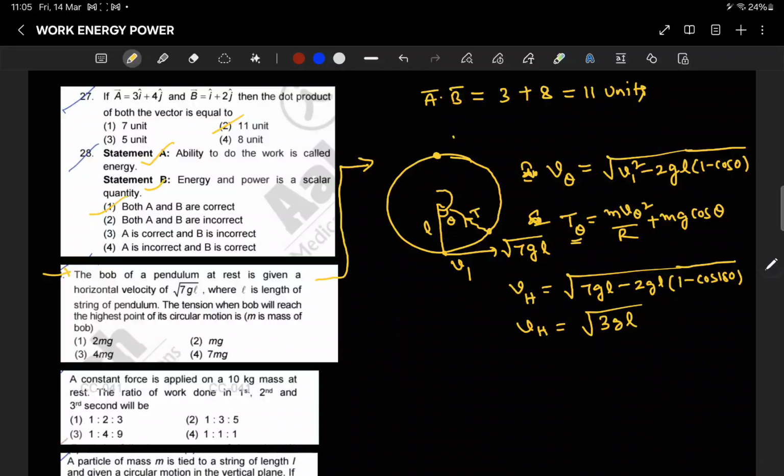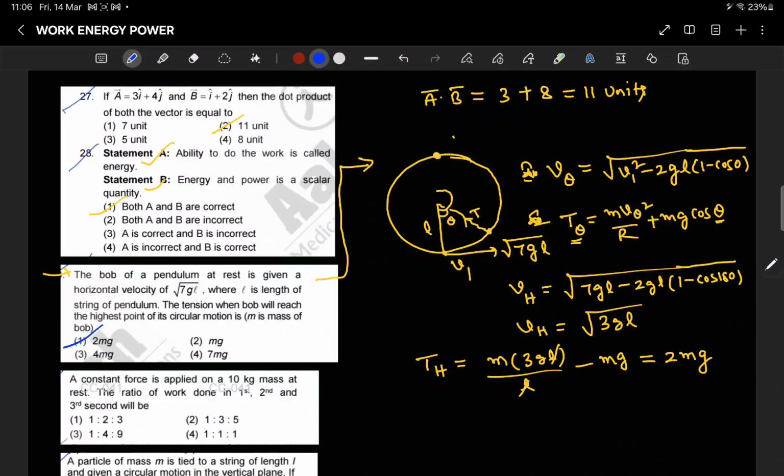Now the tension at the highest point is what the question asks. Tension at highest point T h equals m into v theta square, meaning v180 square. v180 at the highest point is 3gl, divided by r, which is l, and cos 180 gives minus mg. So this l is cancelled. 3mg minus mg, that is 2mg, option 1, the first option given, students.